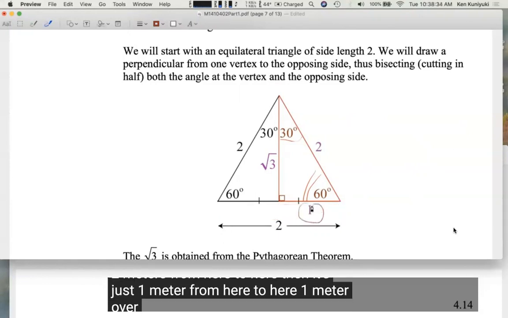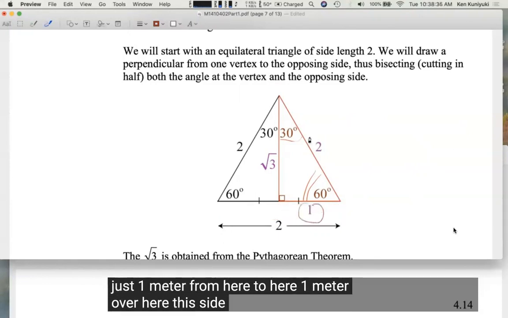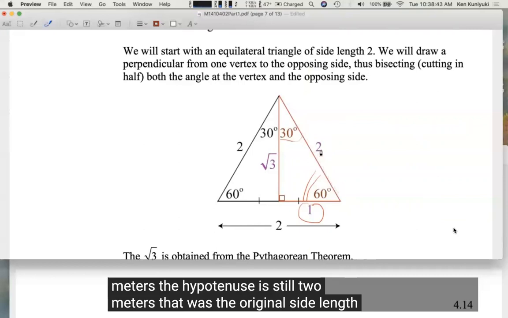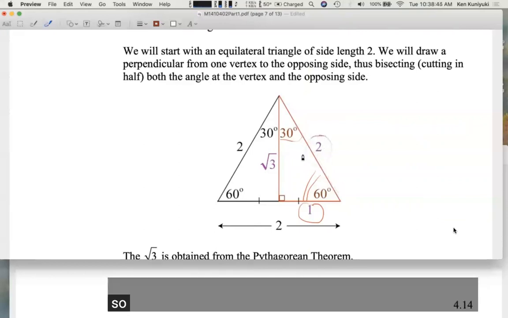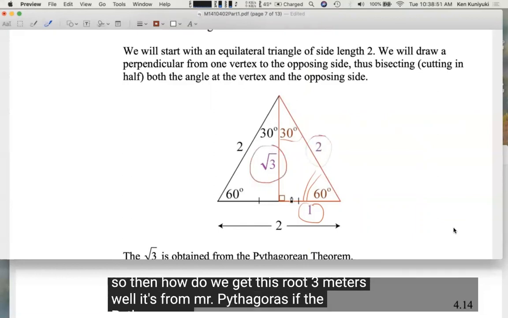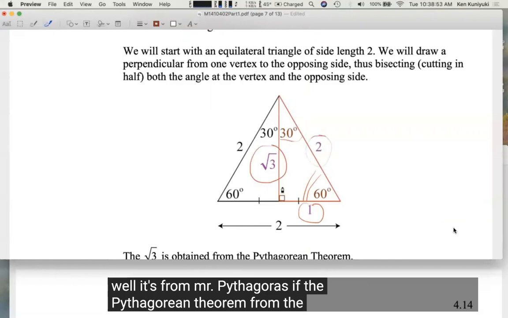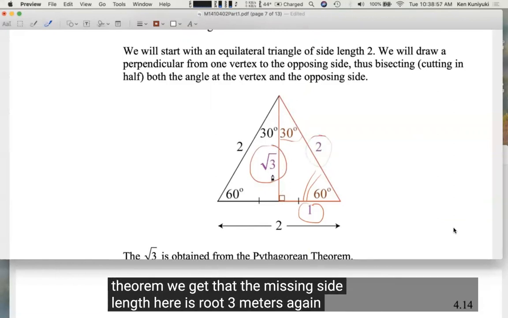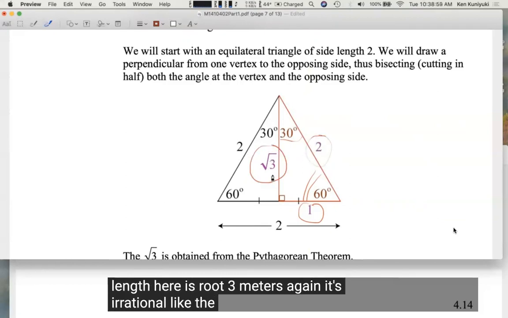1 meter over here. This side length is still 2 meters. The hypotenuse is still 2 meters. That was the original side length. So then, how do we get this root 3 meters? Well, it's from Mr. Pythagoras, the Pythagorean Theorem. From the Pythagorean Theorem, we get that the missing side length here is root 3 meters. Again, it's irrational, like the root 2 meters from before.